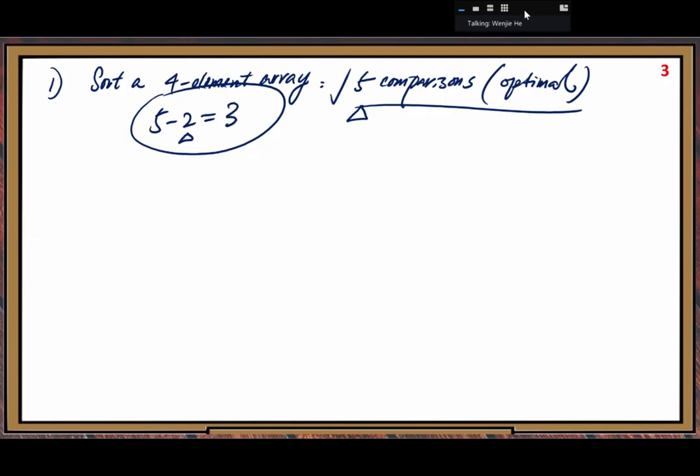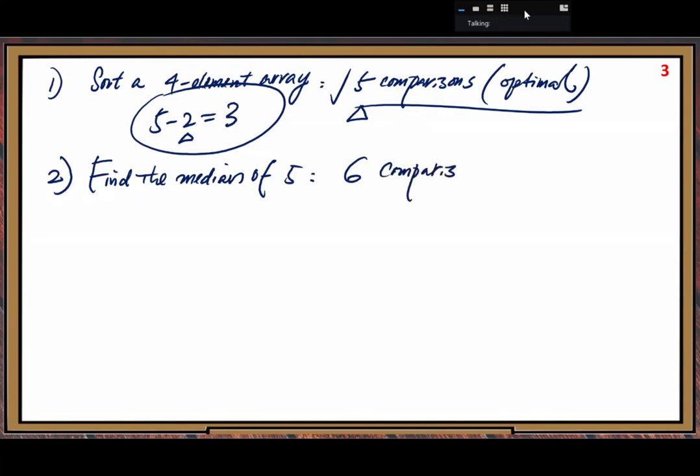So that's one. And there is another result: find the median of 5 elements. That one takes 6 comparisons. So we need to use that result.